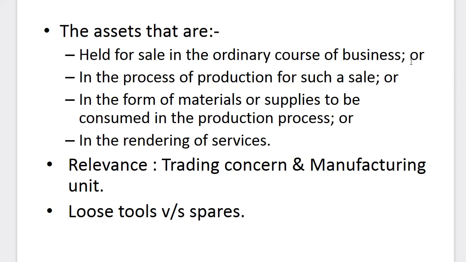Inventory in financial accounting, we will take note of the assets that are held for sale in the ordinary course of business, or in the process of production for such a sale, or in the form of materials that are to be consumed in the production process, so these are your raw materials, or in the rendering of services. Of course, the relevance would be either the trading concern or the manufacturing unit. So it can be understood from the point of view of retail and the point of view of manufacturing. Of course, we also consider the loose tools versus the spares.